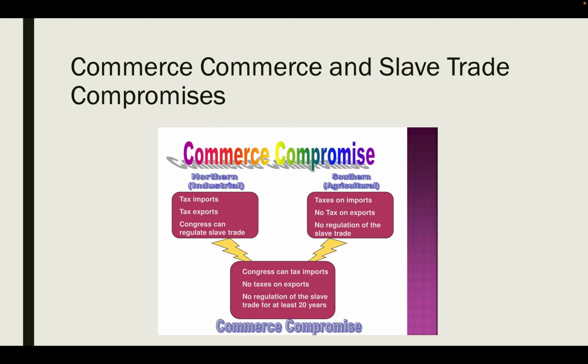And then it allows for the slave trade to continue on for 20 years. So they're not allowed to touch the slave trade for 20 years. After that, in 1808, the very first moment that Congress can outlaw the slave trade, they do that in 1808.